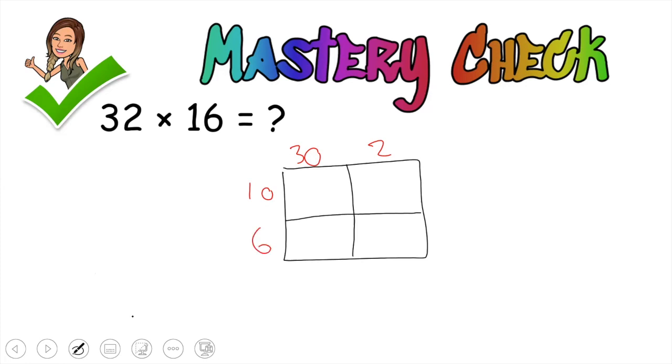Then I have 10 times 30, which is 300. Then I have 10 times 2, which is 20. Then I have 6 times 30, which is 180. Then I have 6 times 2, which is 12.